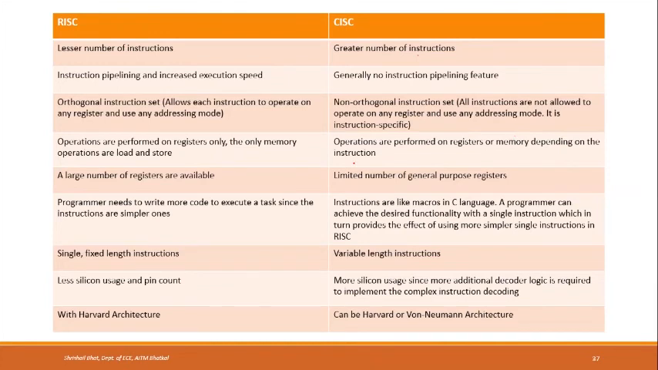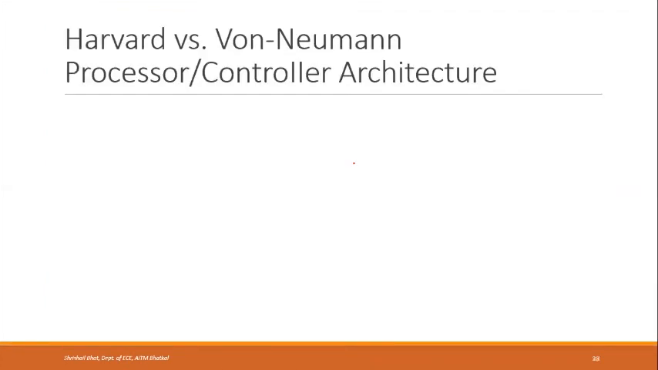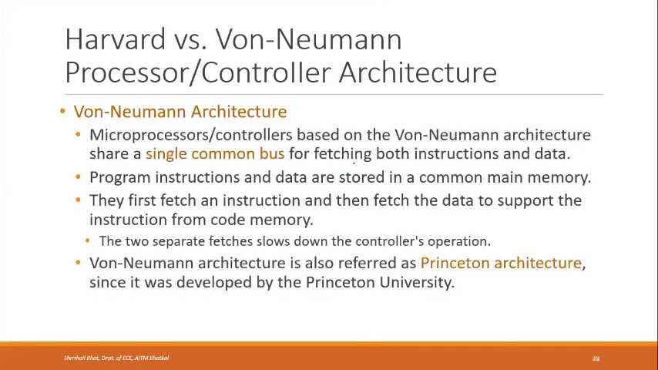Next, the types of architecture are based on, as we have discussed at the end, the same thing, that is Harvard and Von-Neumann architecture. So as you know, Harvard architecture, or first we'll see what is Von-Neumann architecture. It is also called Princeton architecture because it was developed by John Von-Neumann, who was working in Princeton University.